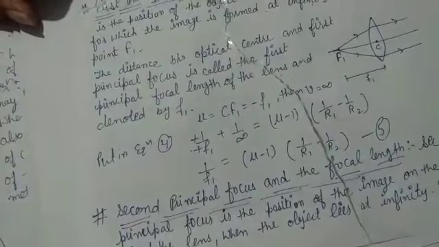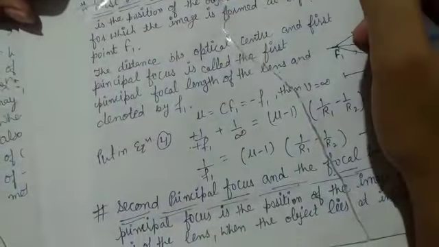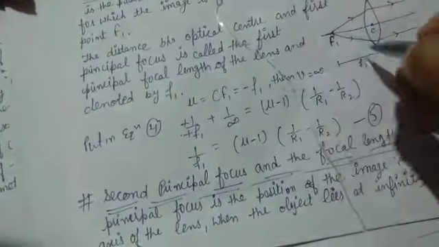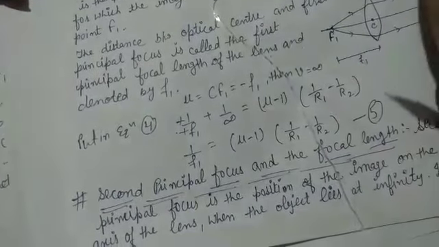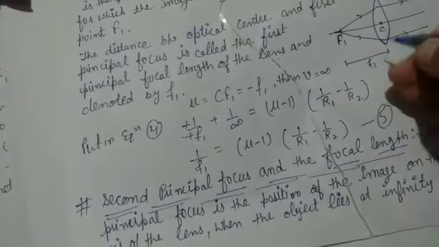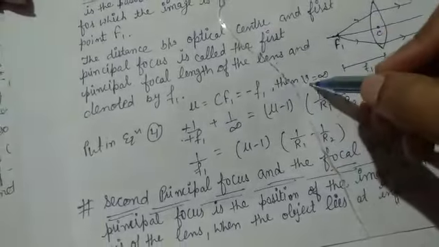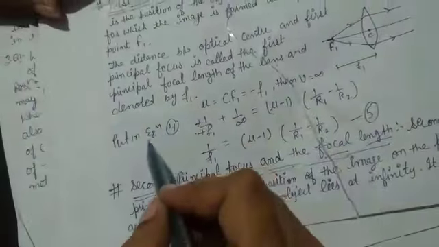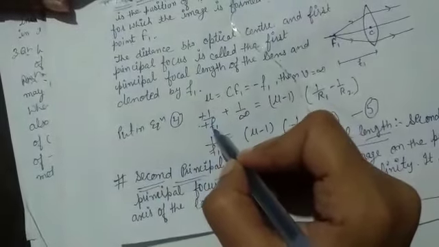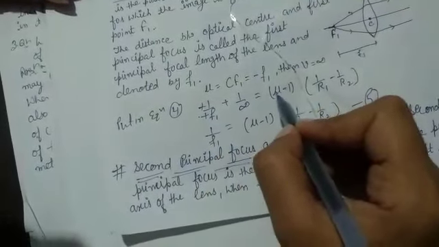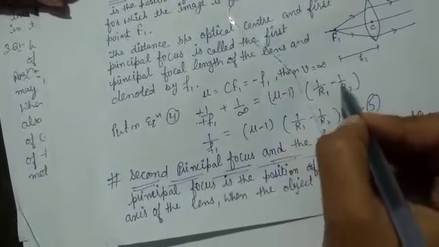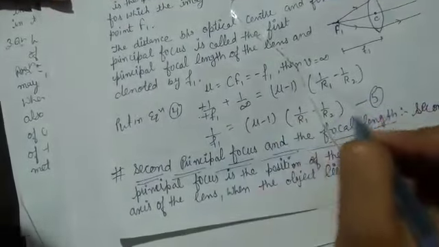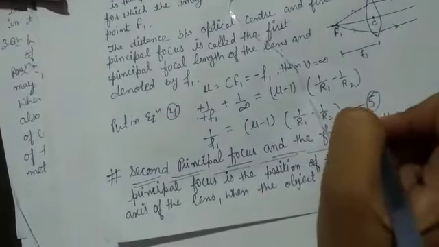Okay, so these values are put in equation fourth. U is minus f1 because it is on the opposite side of the incident ray. That's why we take f1 as negative, and V is infinity because the image is formed at infinity. And equation fourth becomes 1 upon f1 plus 1 upon infinity equals μ minus 1 times 1 upon R1 minus 1 upon R2, and give this equation number fifth.